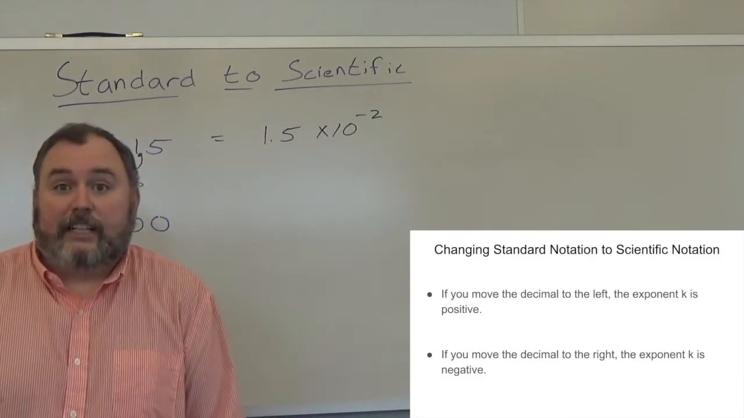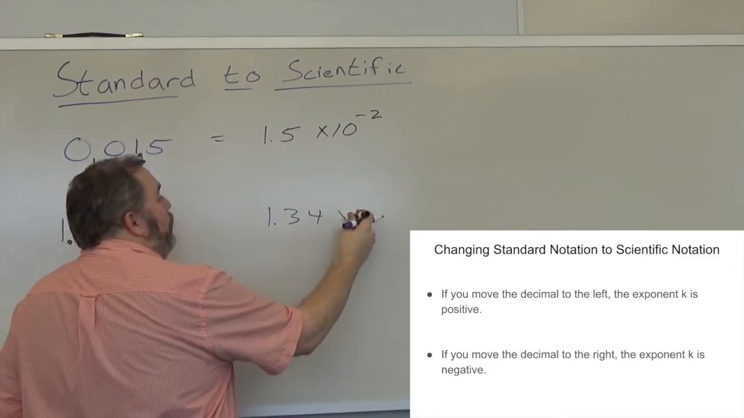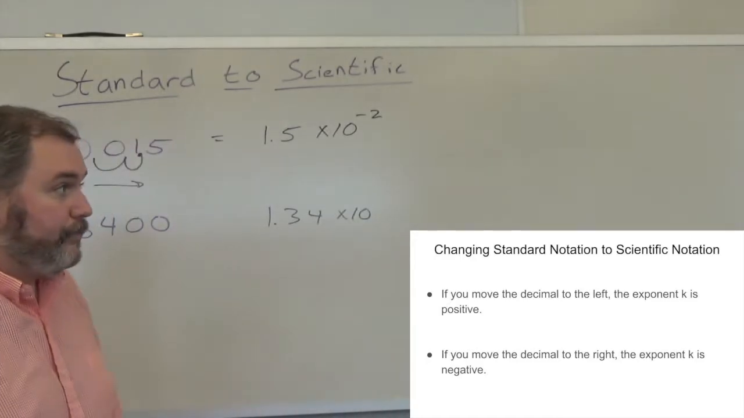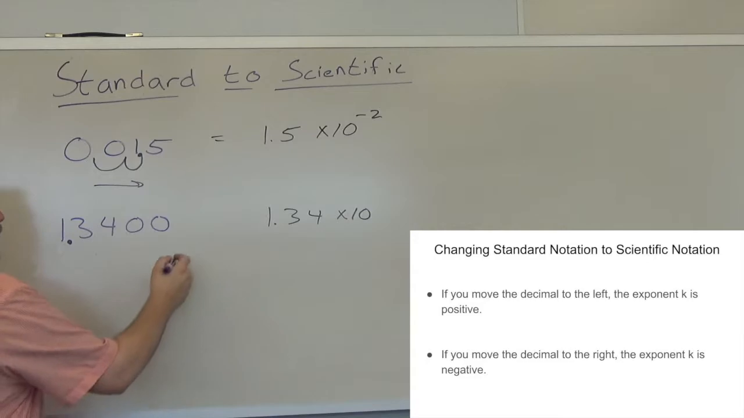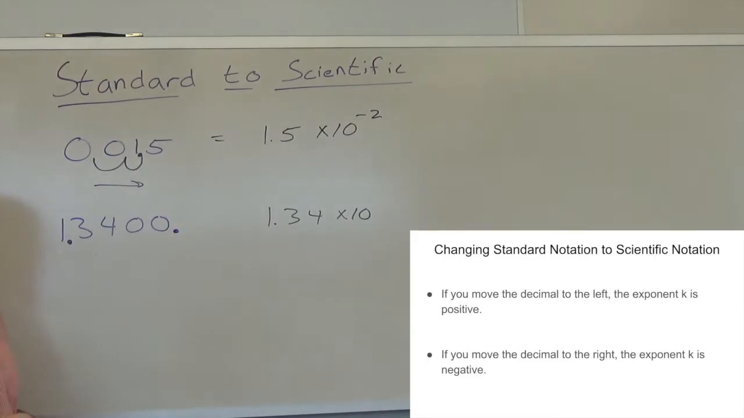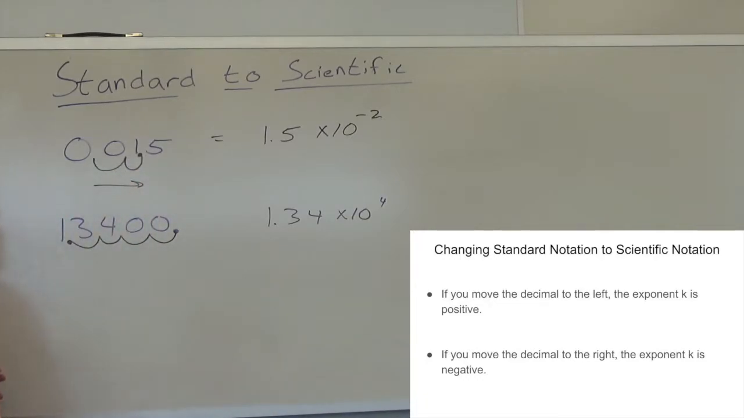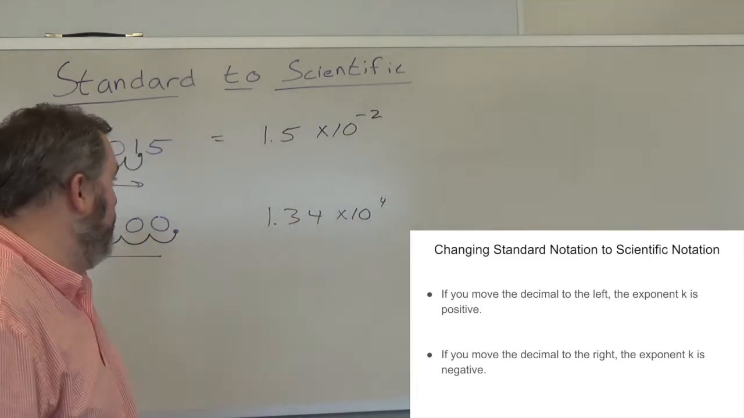So we have just changed this number to say 1.34, and now we're going to multiply it by 10, and now we've got to figure out what k is. So how do we do it? Well, in this problem, where was my original decimal point? Well, it happens to be right here because it was a whole number. So, how many times did I move it? I moved it 1, 2, 3, 4. So 4 times. What direction did I move it? Well, I moved it to the left. And according to my rules, if I moved it to the left, it's going to be a positive number.